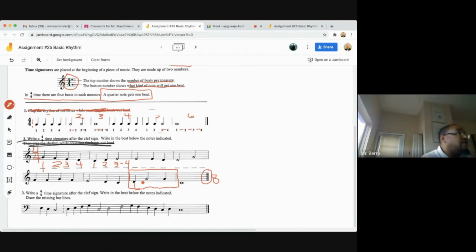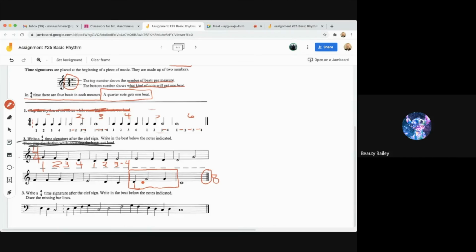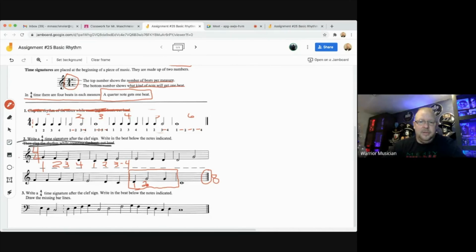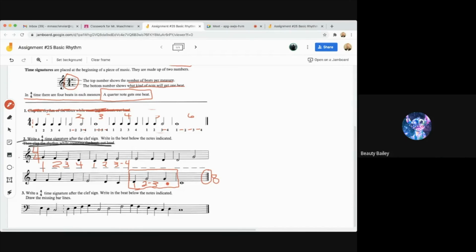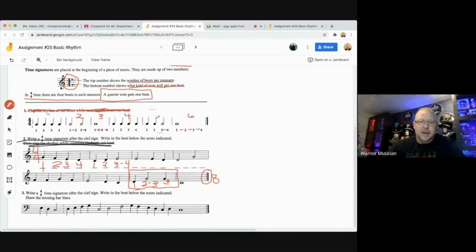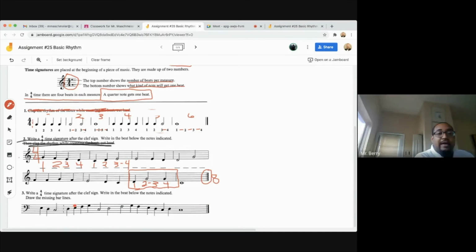Okay, and then that second note is a half note. What do you think we're going to write down for that half note? 2-3. There you go. 2-3 is correct. And then we're going to end with what count? 4. 4 is correct. Yeah, these guys are going to do really good on that one. All right. Okay, now number 3.